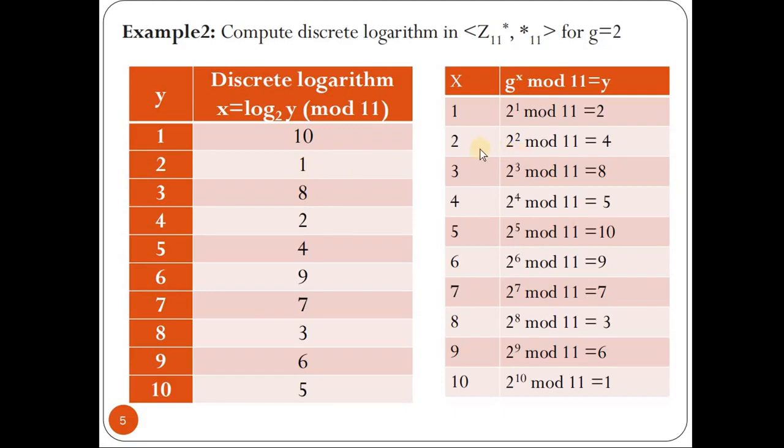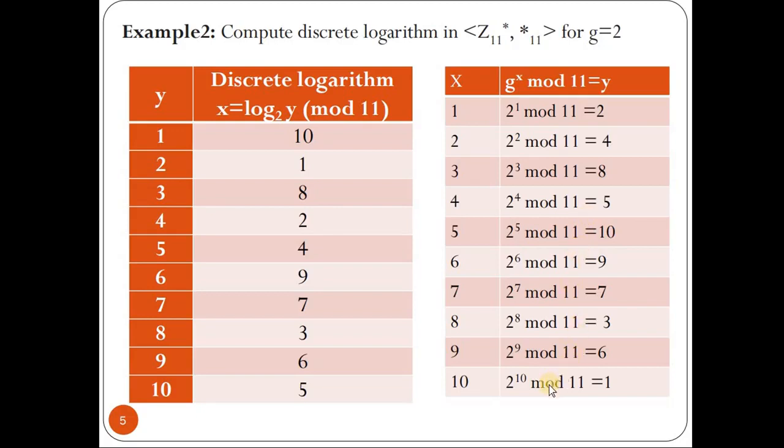Similarly, for x equal to 2, 2 to the power 2 mod 11 is equal to 4. So I go to 4 and fill it with 2. Similarly, 2 cube is 8, and 8 mod 11 is 8. So for y value 8, x is equal to 3. So 8 is filled with 3. Similarly, 2 to the power 4 mod 11 is 5. So for y value 5, x is 4. 2 to the power 5 mod 11 is equal to 10. So for 10, the x value is 5.